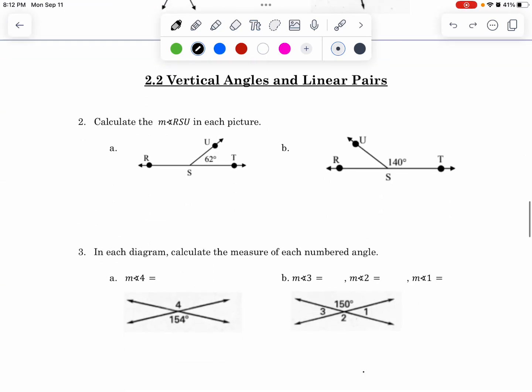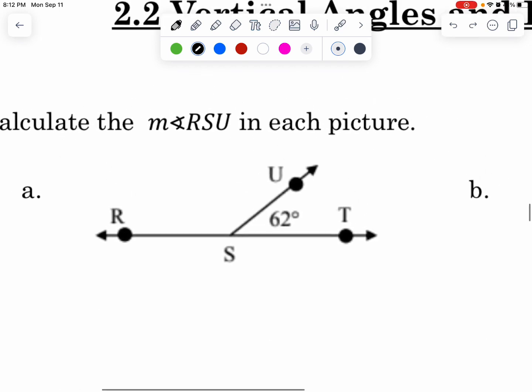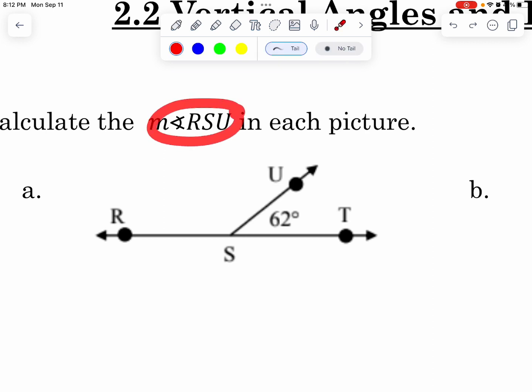Okay, let me show you just a couple practice problems real quick, and then we will save the rest for class, all right? Calculate RSU. Do you remember how to do this? This was on our test last week. Just trace it with your finger. RSU, RSU. Oh, okay, so that's this. I'm going to put an X there.